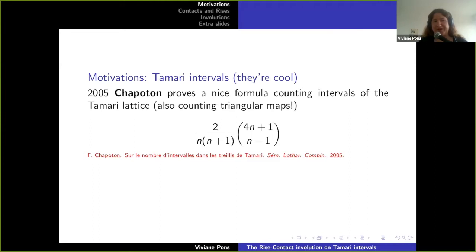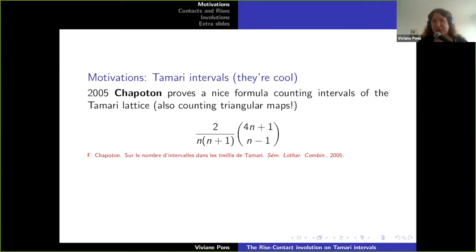Right now, I'm just going to start with our story, which starts in 2005, when Chapoton found a really nice formula for counting the number of intervals in this Tamari lattice. So I put the formula here. You can see that it has some kind of Catalan flavor to it. It's also the formula that counts triangular maps. I'm not going to talk about it during the talk, but it's a clue that these intervals are actually really nice combinatorial objects.